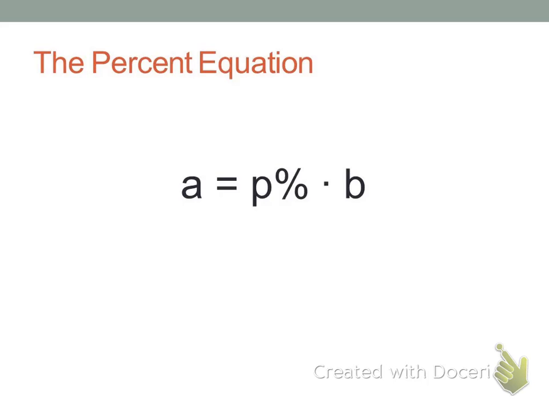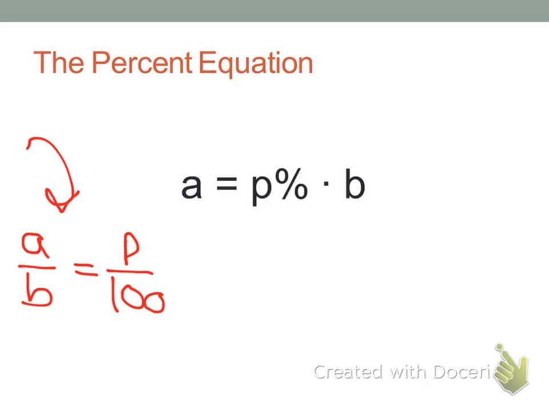All right, now it's important, and you don't have to write any of this other stuff down, but I want you to see, what is this? What do I call this? A over B equals P over 100. What do I call it? Proportion. The percent proportion, right?